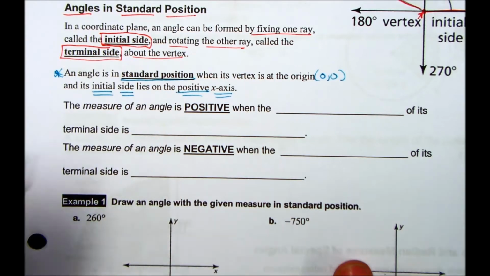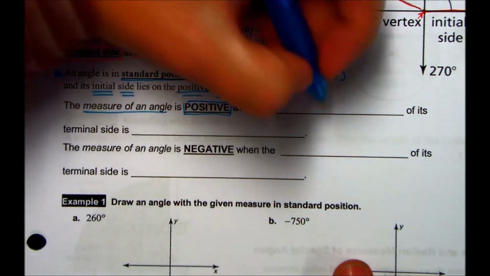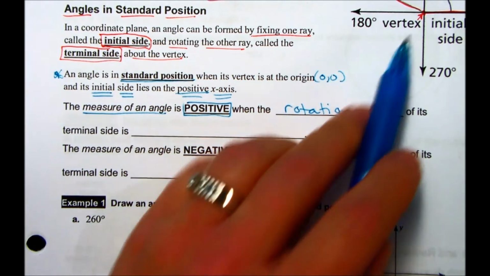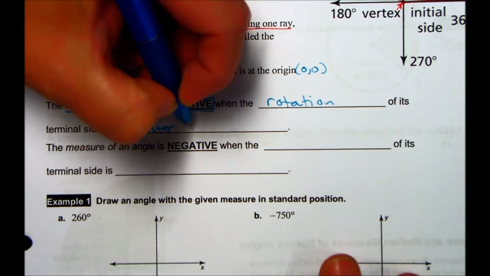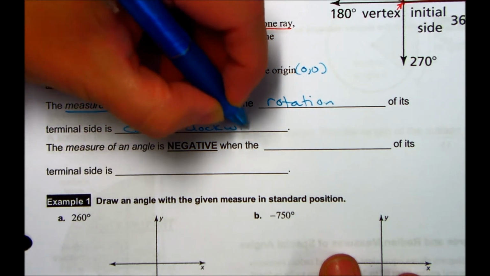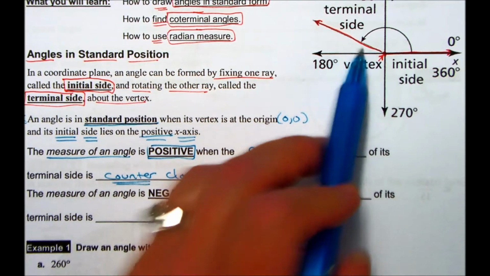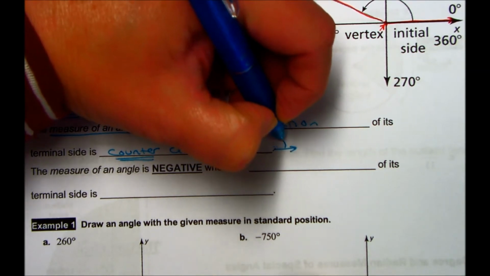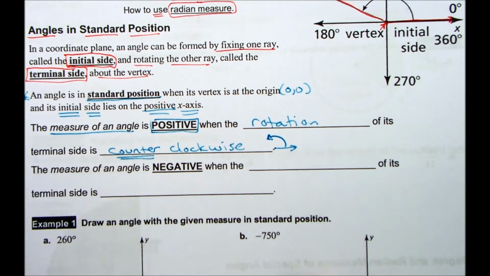The measure of the angle is positive when the rotation of its terminal side, so not the initial side, the one that you're moving around, is counterclockwise. So it's got to be counterclockwise, which means it's going to go up and around. So it's going to start here, and then it's going to go up and around this way. So that's positive.